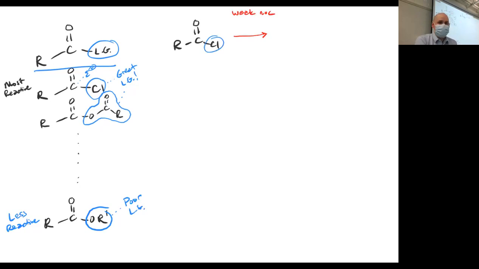So weak nucleophiles will react with acid chlorides. Strong nucleophiles will react with acid chlorides. Fiercely strong nucleophiles will react with acid chlorides. All nucleophiles react with acid chlorides because acid chlorides are phenomenal electrophiles.